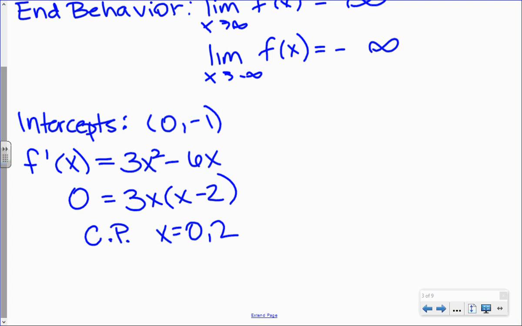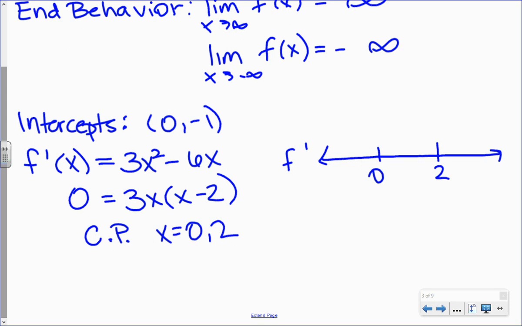Okay. Here's where it becomes very important that you label your number line. It wasn't a huge deal before, but now it's really important because we're using this information to graph. So if we put 0 and 2 on our number line, and remember we're plugging these intervals into the derivative to see if the derivative is positive or negative.